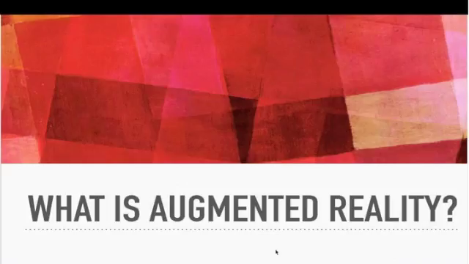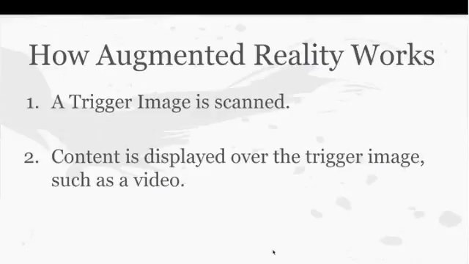So without further ado, what is augmented reality? Hopefully everyone already has some idea. The official definition is a technology that superimposes a computer-generated image on a user's view of the real world, thus providing a composite view, which is a very lengthy definition. So what does it mean? In the classroom, basically a trigger image is scanned, which is a picture, not unlike a QR code, but a little more detail-rich, and it looks better on the wall. And then you play some sort of a video or content over that trigger image.